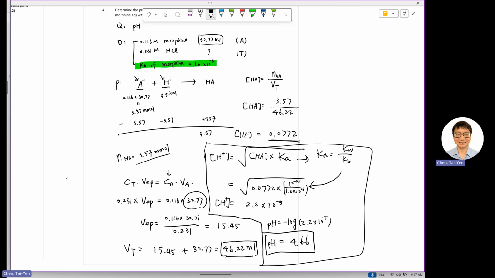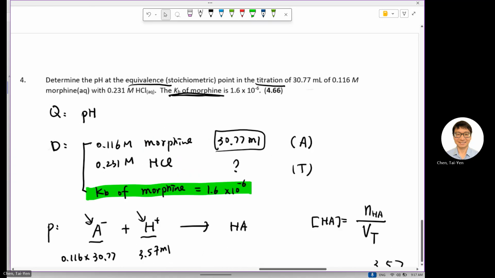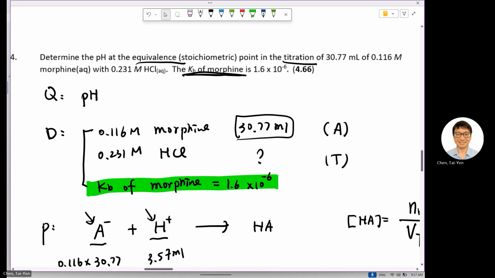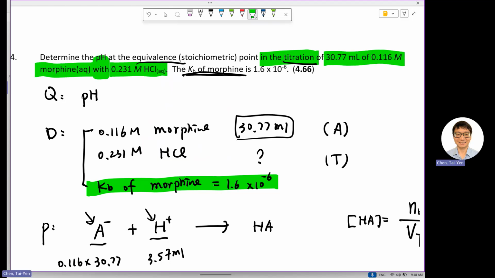Okay, so let's read the questions again. This is actually very important. The sentence I want you to pay attention to is that in titration of this species with the other species, the structure will be like A, titrate A with B. A will be your analyte. B will be your titrant. So based on the description, you should be able to tell who is who.